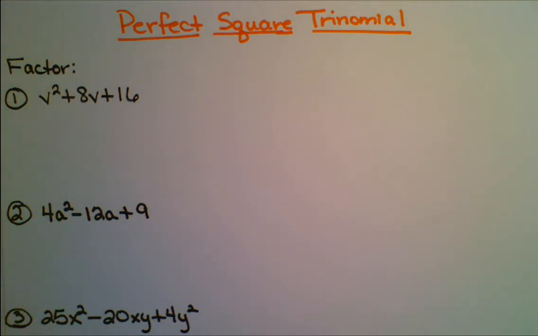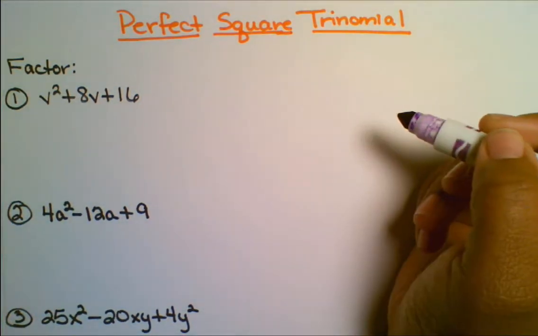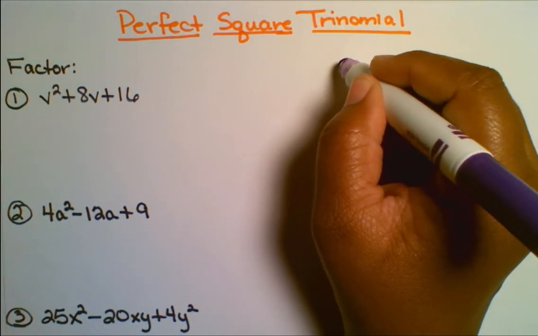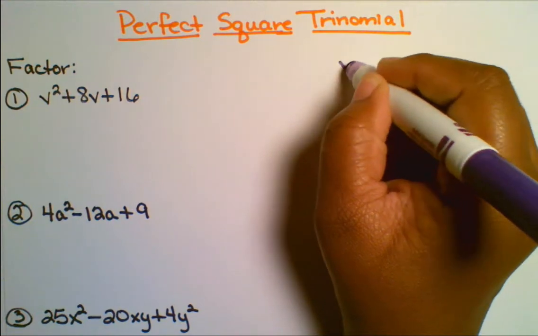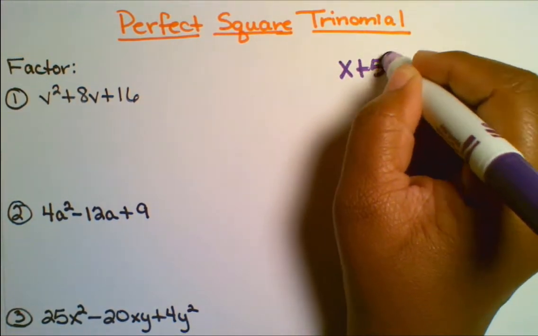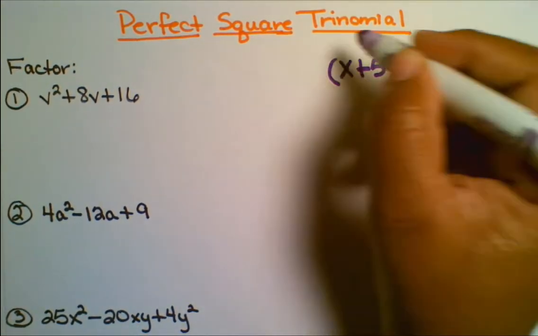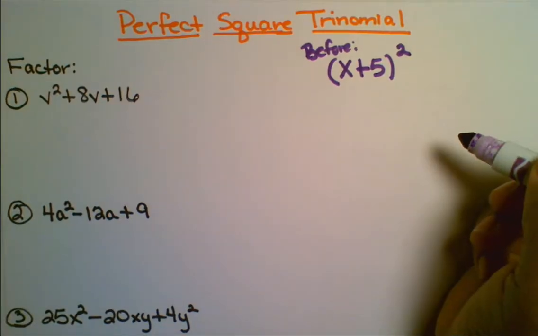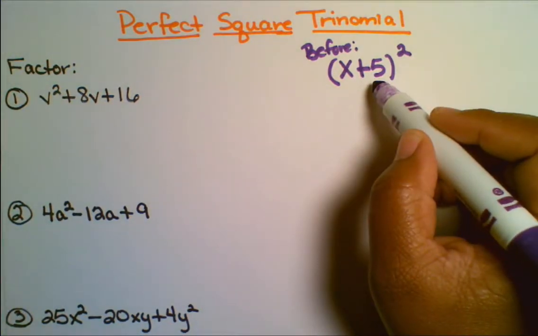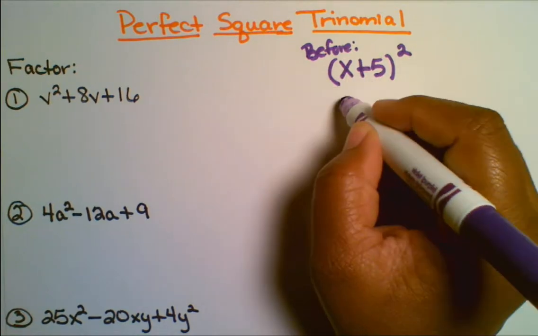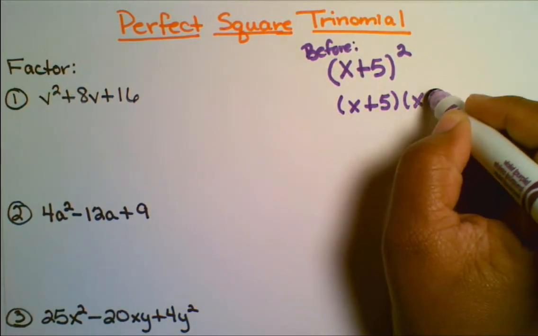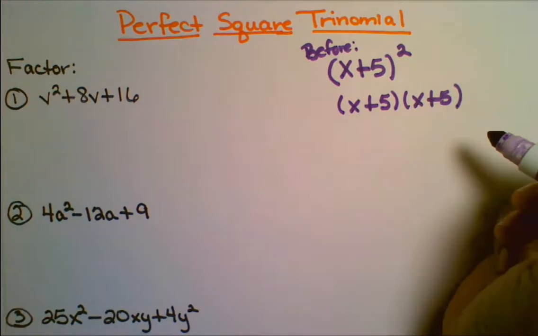But before we look into that, let's go back to something we've completed before, where you were given, for example, x plus 5 squared. This is from the previous section on multiplying polynomials, where the exponent of 2 is telling us to multiply x plus 5 twice, and then we're going to FOIL.